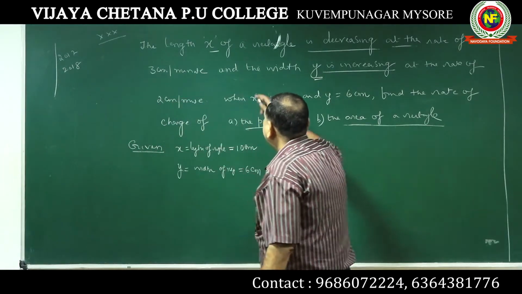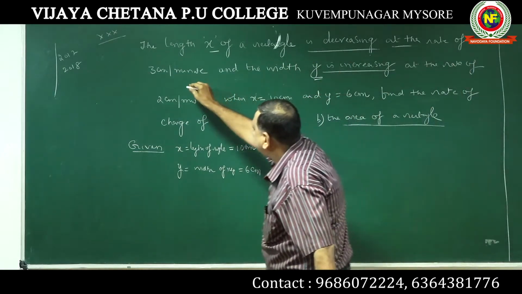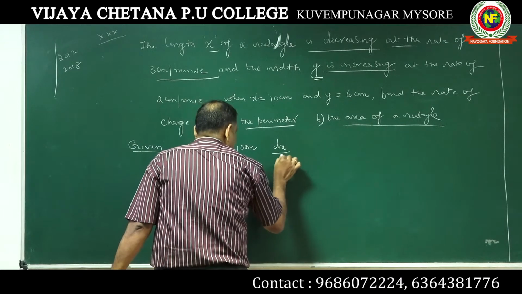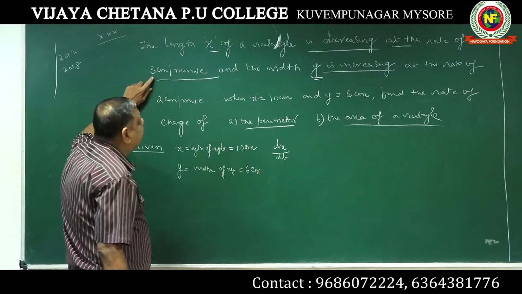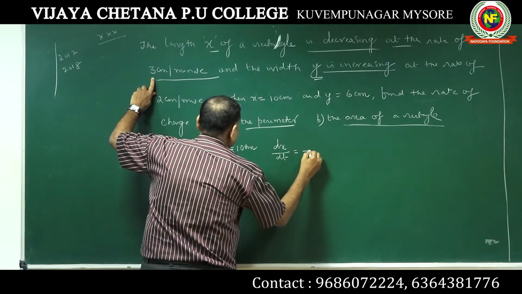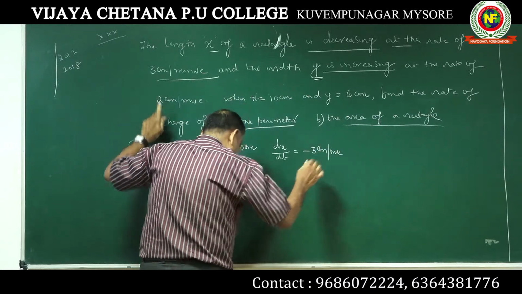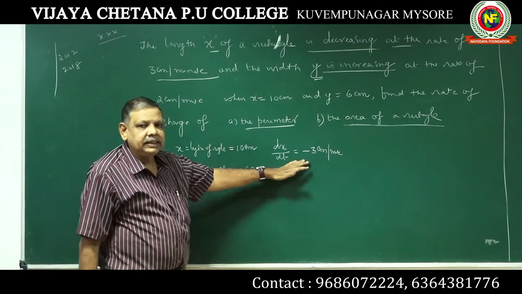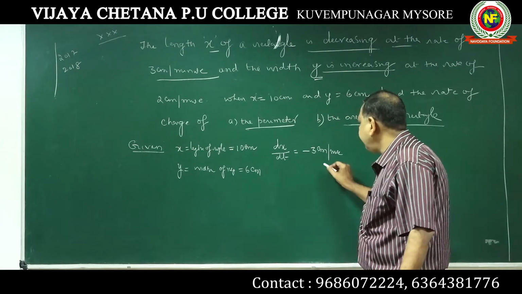Apart from it, the length x of a rectangle is decreasing at the rate of 3 centimeter per minute. Also given, dx by dt, which is always with respect to time. Since it is decreasing, you should take a negative sign: minus 3 centimeter per minute. Here it is important that it is decreasing, so we should take minus 3 centimeter per minute.